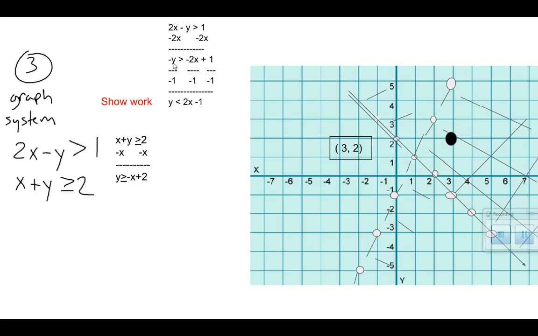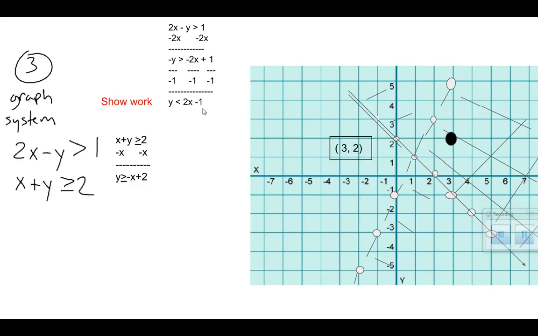But in this step right here, because I want y by itself, I do the opposite of multiplying by negative 1, which is dividing by negative 1. Divide that all the way through each term. That makes my inequality switch from greater than to less than. This gives me positive 2x. This gives me negative 1.